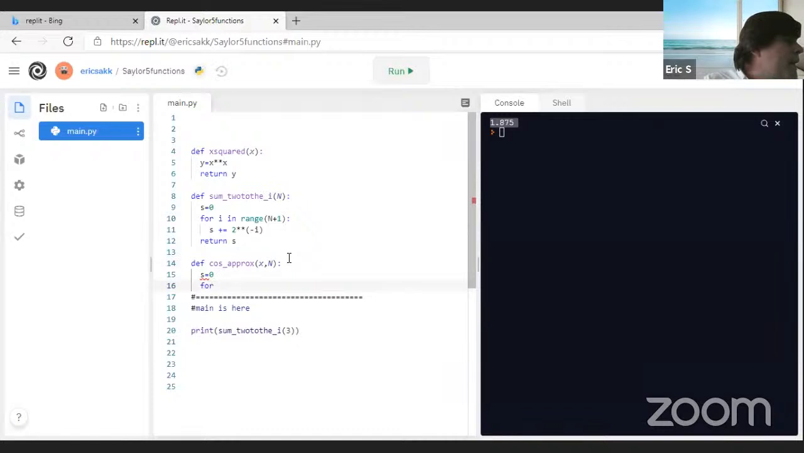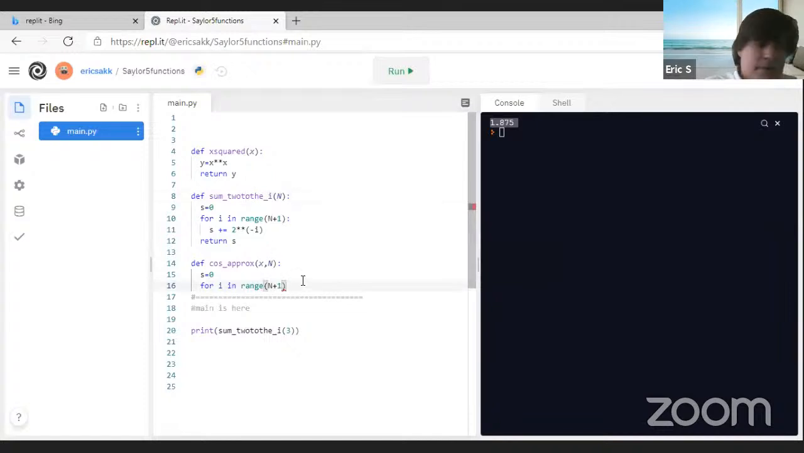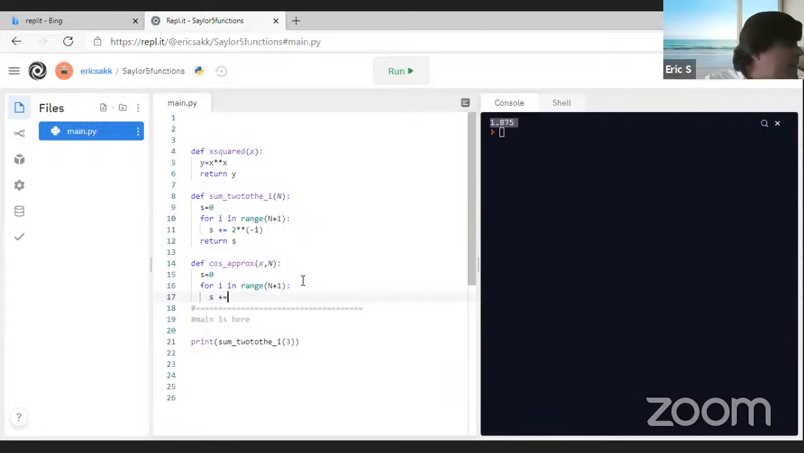And again, it's the same game. We're going to have i in range, let's say n plus 1. We'll take it out to that value again. So nothing changes in this code right here. It's exactly like what we did for the 2 to the i. And then we'll have s plus equals, and we're going to have this term.